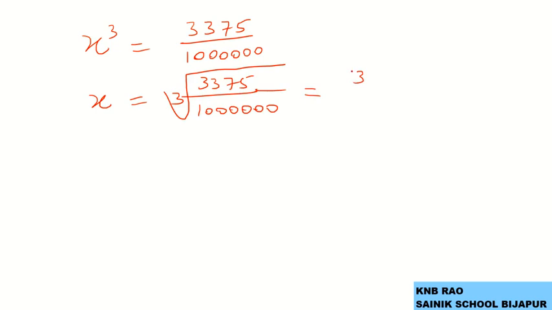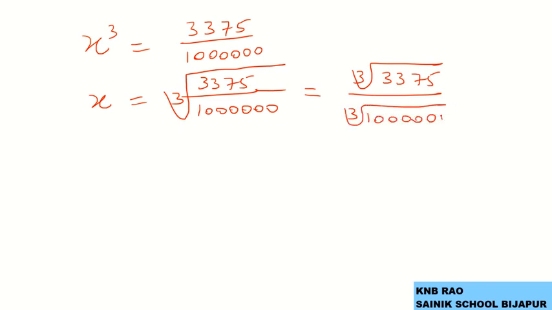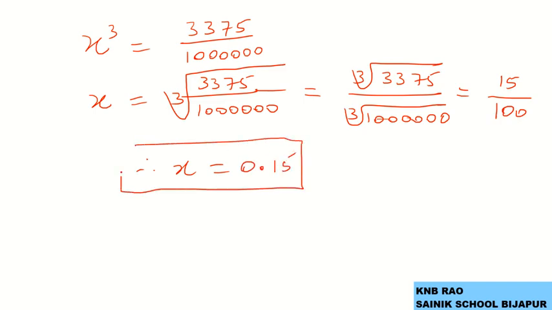Students, again the cube root is applied over the numerator separately, and the cube root of the denominator 10 lakh is done separately. Now, what is the cube root of 3,375? It is 15. And what is the cube root of 10 lakh? For every 3 zeros, 1 zero will come out. So we have 6 zeros, so 2 zeros will come out. Therefore x equals 0.15, which is the right answer.